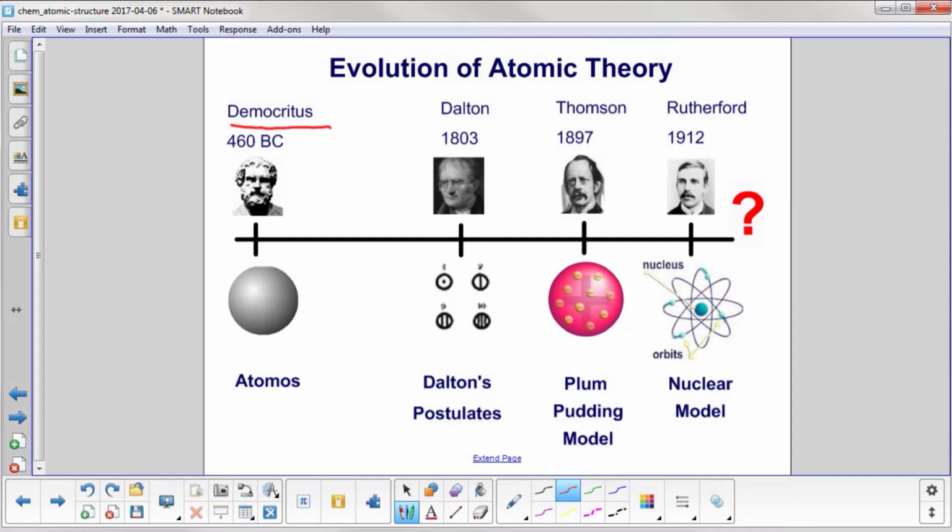For example, iron would be made up of very strong, very tough atoms. Water would be very slippery, very flowing type atoms. So they all had different shapes and qualities.